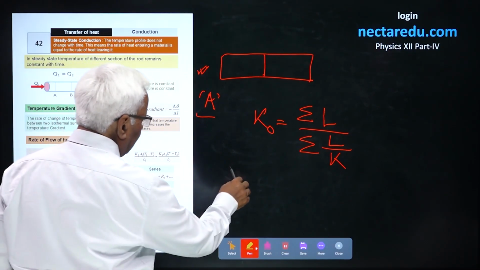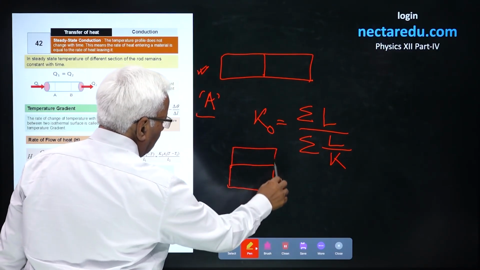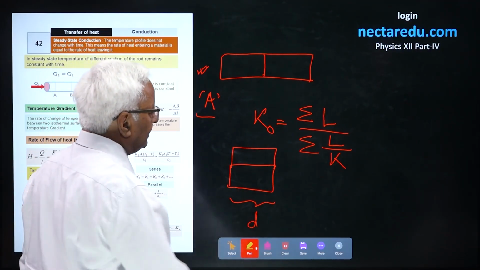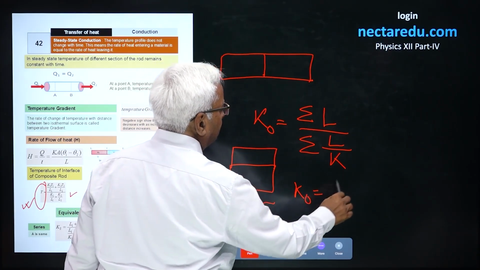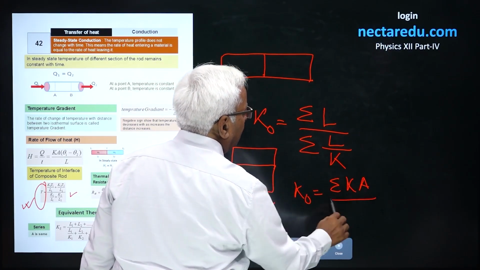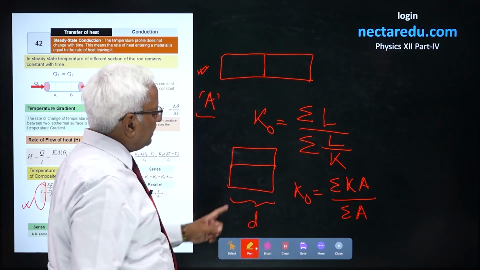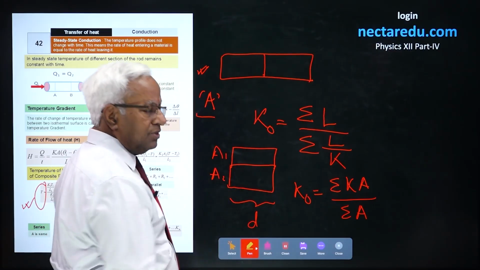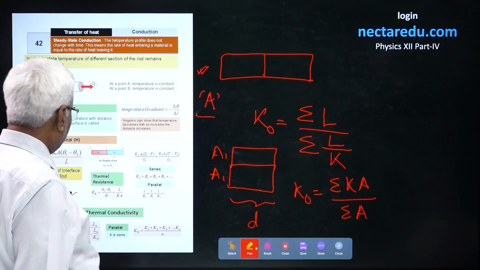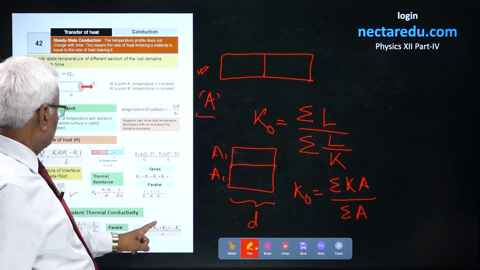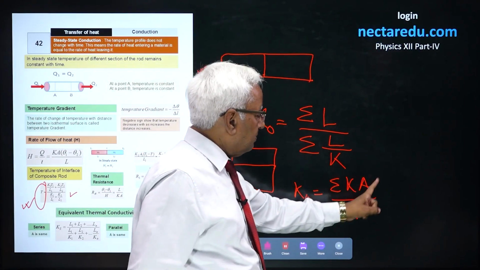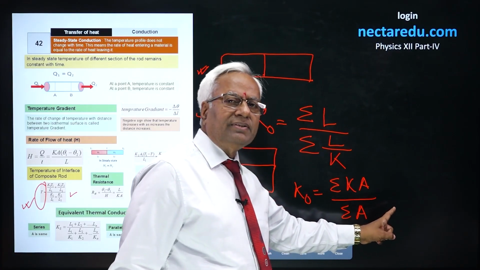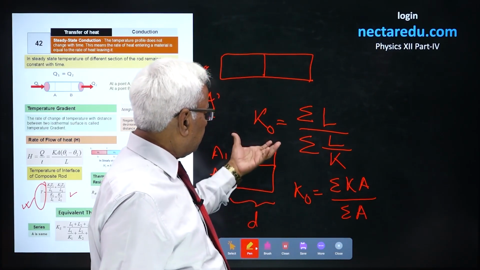Then, if it is a parallel combination, automatically the condition imposed shall be that they have equal value of length. In that case, the equivalent thermal conductivity is going to be sigma K A upon sigma A. Here they will be having equal length, but area might differ. Say it could be A1, A2, A3 and so on. So it will be in the form K1 A1 plus K2 A2 plus so on, divided by A1 plus A2 plus A3. That is the equivalent value of thermal conductivity in parallel combination.